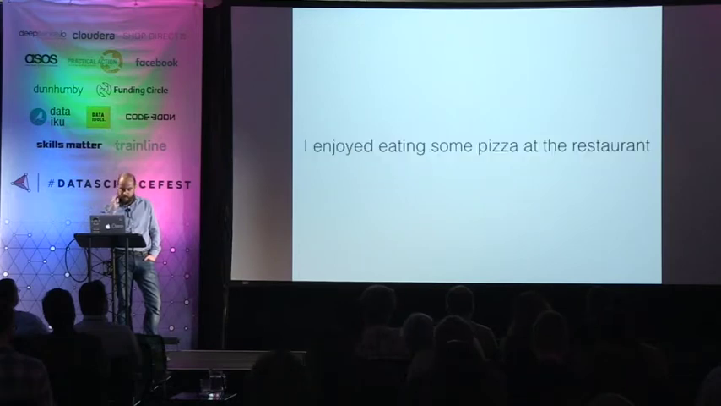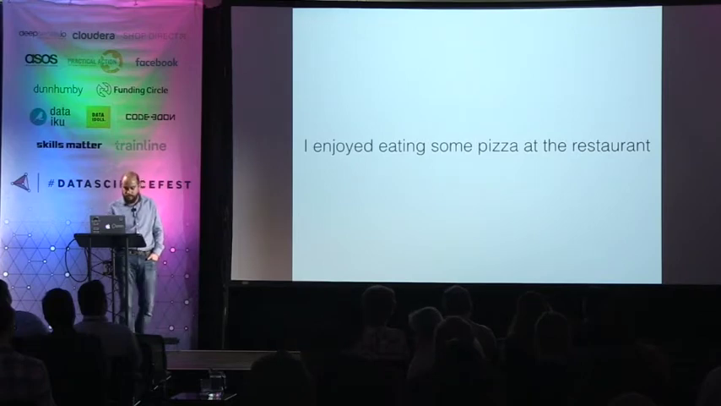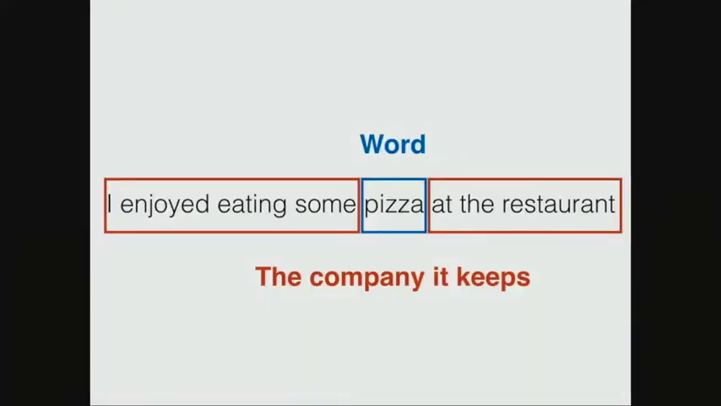I'll give you an example here. You have a sentence: I enjoyed eating some pizza at the restaurant. We focus on what's important, so that's our focus word, pizza, and everything else is the company it keeps. You can use the company it keeps to represent the meaning of the word pizza. Pizza is something that we eat. Pizza is something that we have at the restaurant. Pizza is something that we enjoy. Then you scale it up to thousands of sentences, and once you aggregate the company it keeps, you have the deep, true meaning of the word pizza.